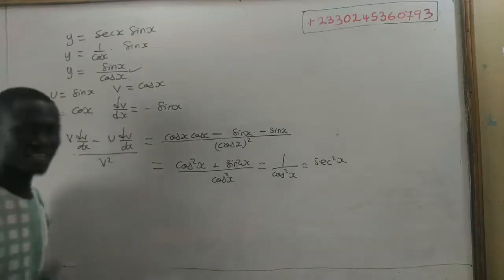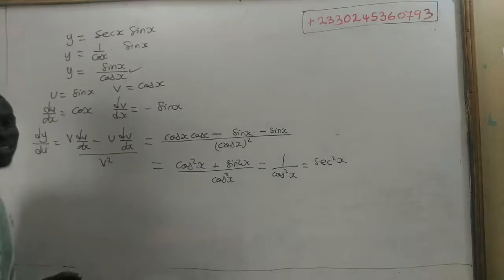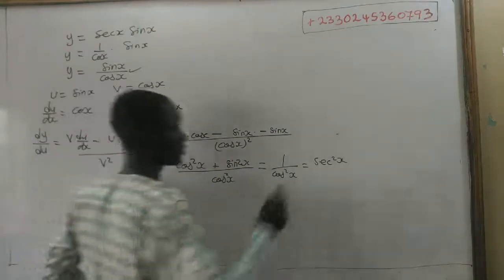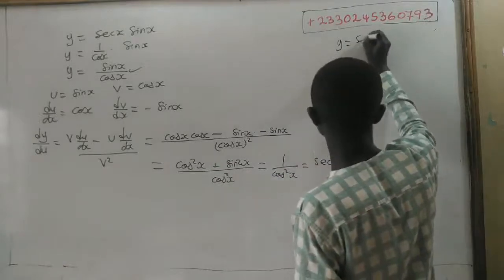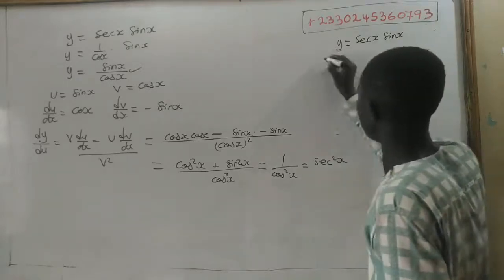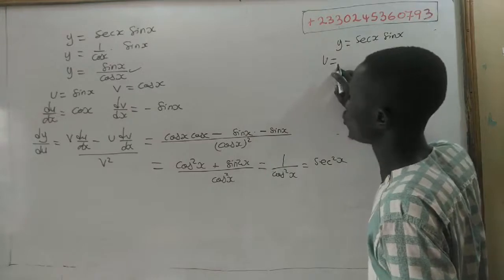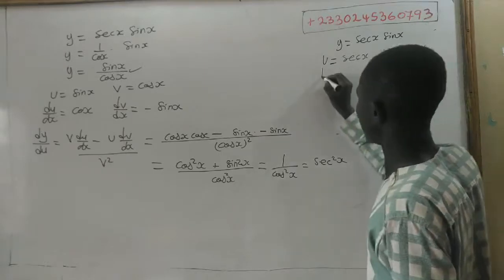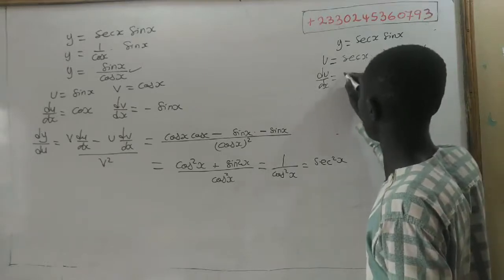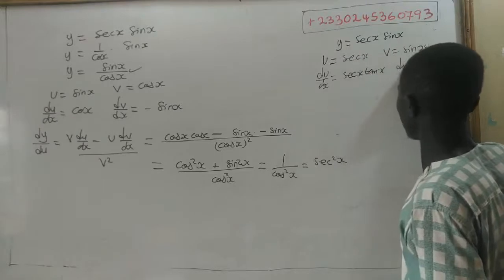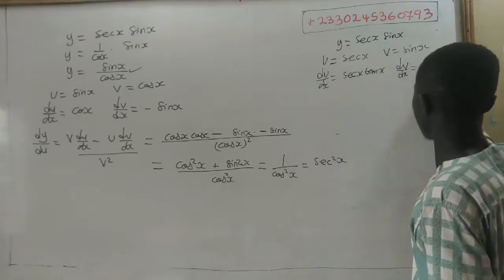Alternatively, we could have also solved this using the product rule. So let's go through that. As I said, I want to review the secrets, the tricks in differentiating trigonometric functions. Now, let's leave the answer there and take y equal to secant x sine x. So here we take u to be equal to secant x and v equal to sine x. The derivative of u with respect to x equals secant x tangent x. The derivative of v with respect to x is equal to cosine x.